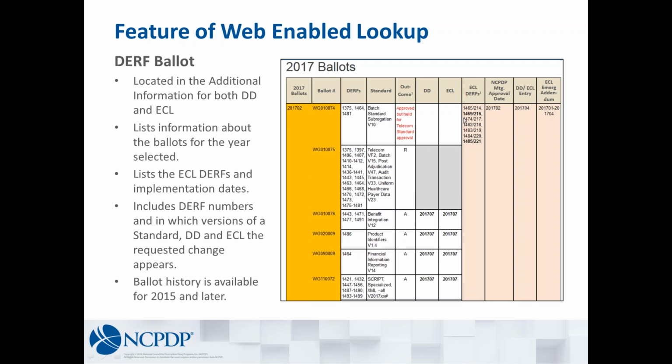will appear in. And then the last column is about ECL DERFs, which are basically a DERF that strictly asks for an ECL change. And again, it will list which DERFs were voted on at that particular work group, and then which versions of the data dictionary and ECL it will be in. The ones in bold were emergency ECL DERFs, and it provides the date upon which those would be effective. Currently, there's ballot history available for 2015 and to the present.